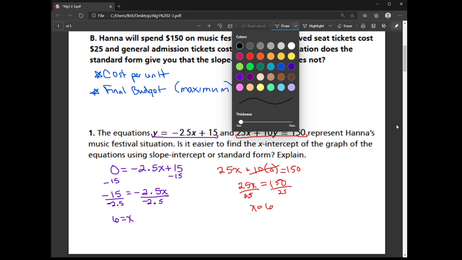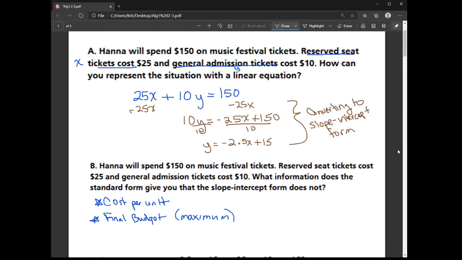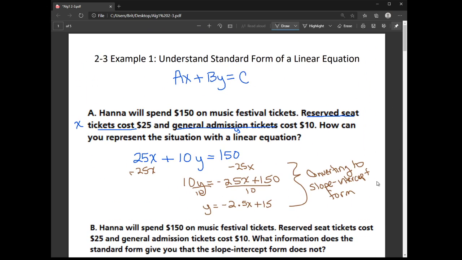So that's the explanation I'm going to leave you with. But there we are. That is our introduction to standard form.